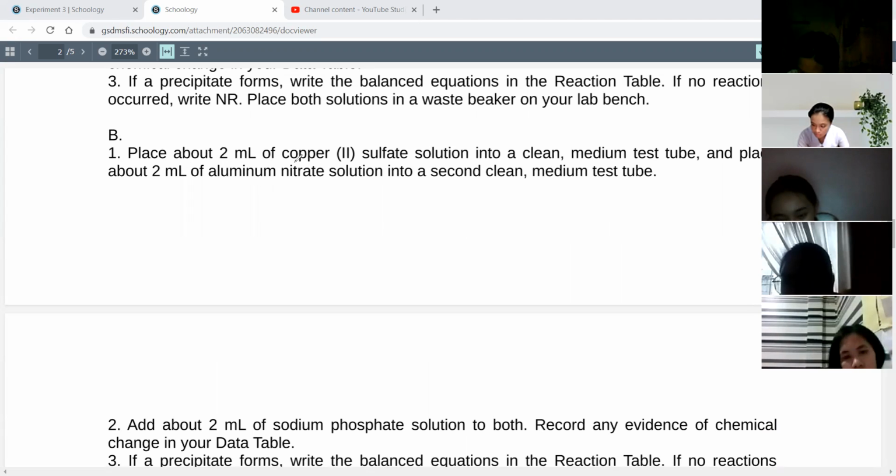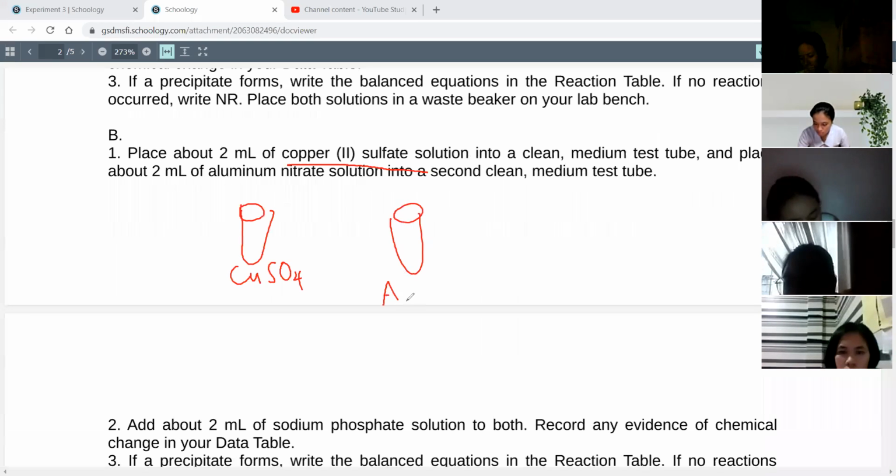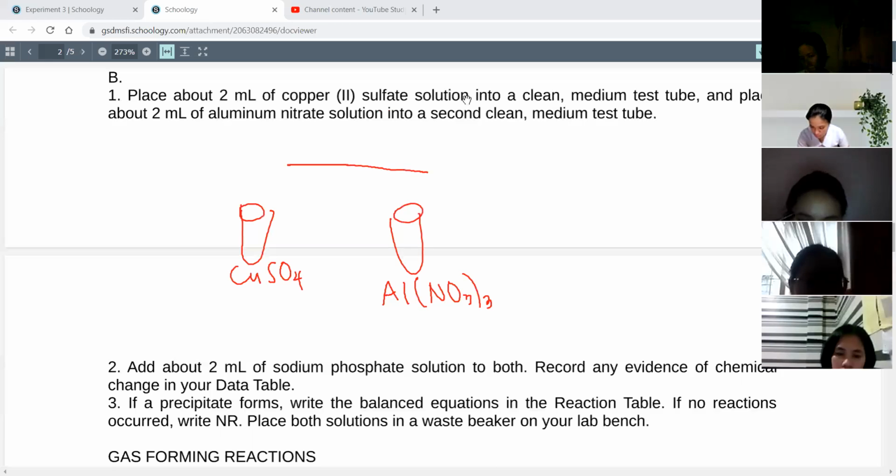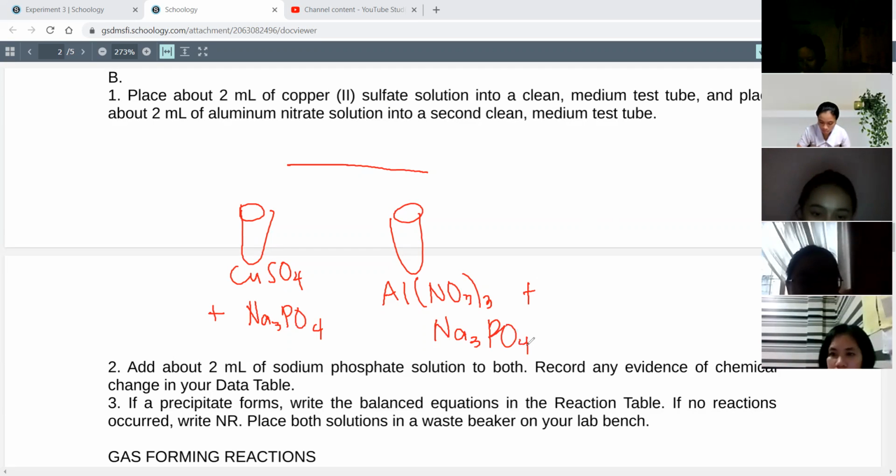We have here 2 ml of copper 2 sulfate in a test tube and dalawa pa ring test tube dito. The first one will have the copper sulfate and then the other one will have the aluminum nitrate. And then anong gagawin? We will have to add sodium phosphate to both of the solutions. So instead of having the potassium iodide for the letter A na procedure, this time we will be using the sodium phosphate. So both of the test tubes will be added with sodium phosphate.